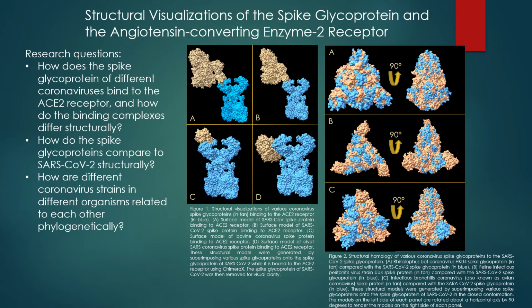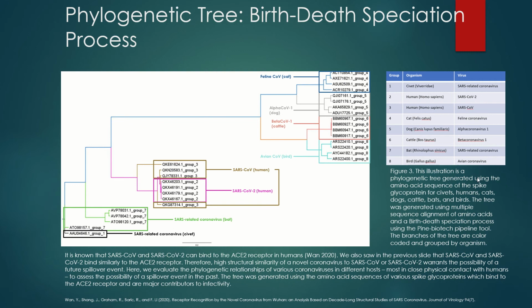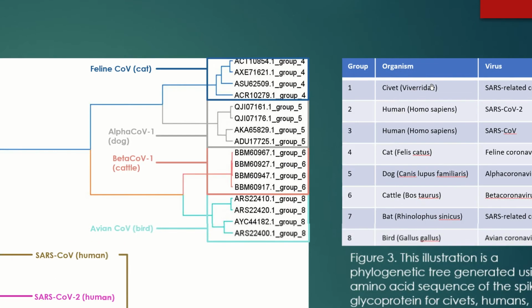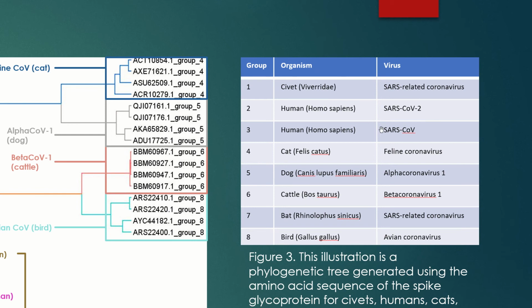Now, the third question: how are different coronavirus strains in different hosts or organisms related to each other phylogenetically? So this third slide is showing the phylogenetic tree of every single spike protein that I showed in the previous slide, and then some. There's actually more. I used 8 different strains of coronaviruses, and I have off to the right this table showing which ones they refer to in the figure off to the left.